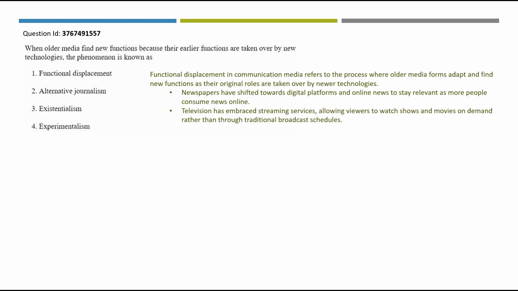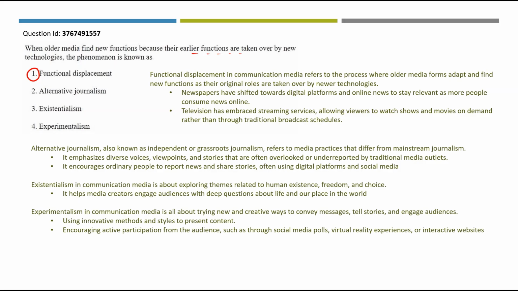Newspapers have shifted towards digital platforms and online news to stay relevant as more people consume news online. Television has embraced streaming services, allowing viewers to watch shows and movies on demand rather than through traditional broadcast schedules. So this statement is actually matching with option 1. Functional displacement will be the right term. Now, what about the other options?